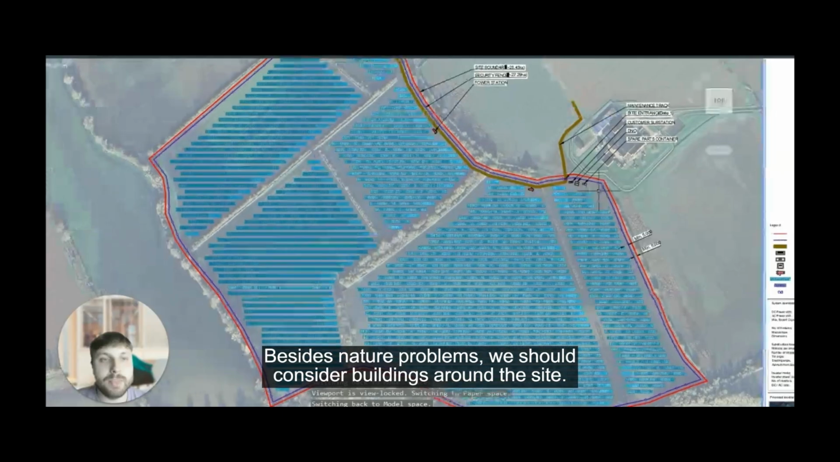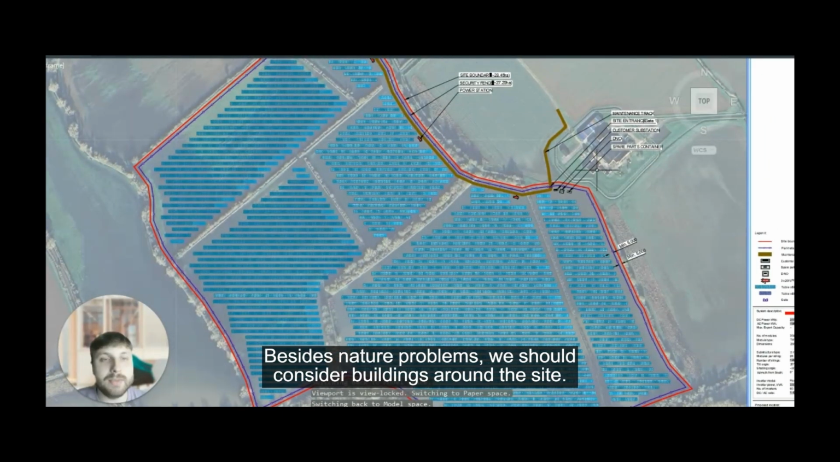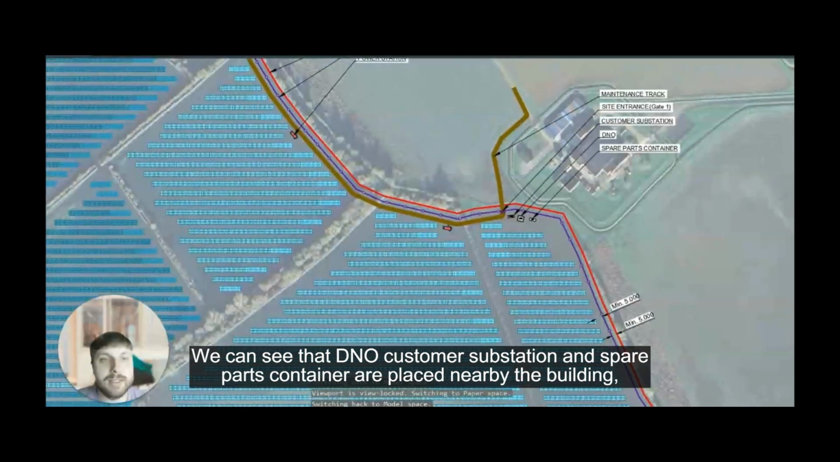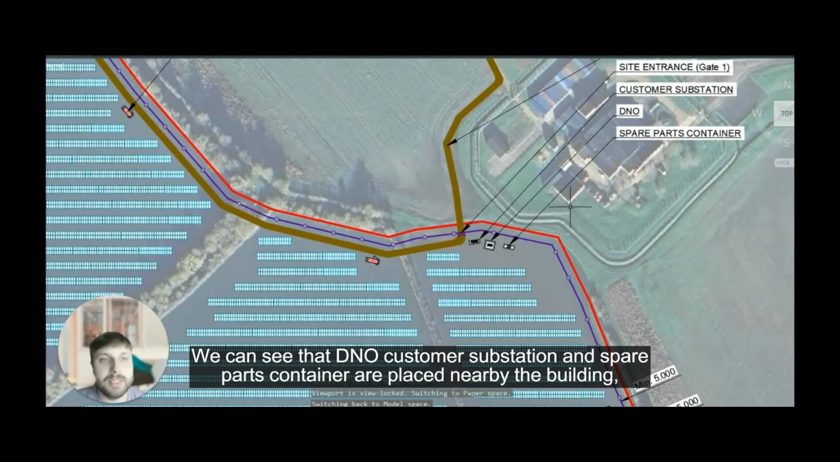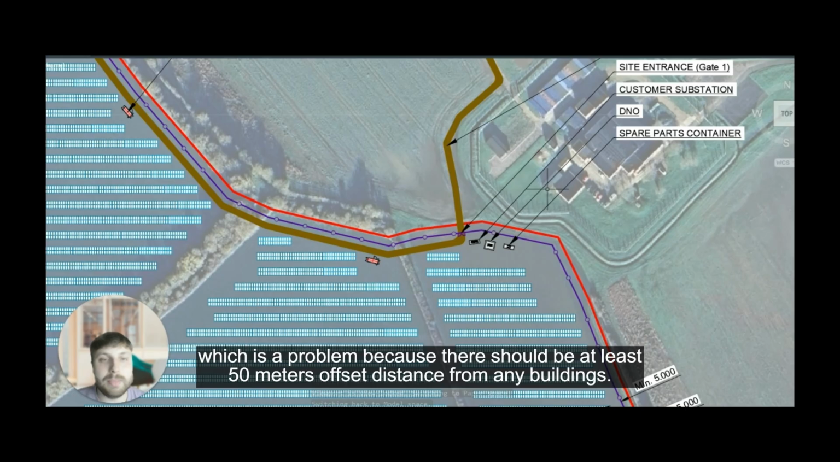Besides natural problems, we should consider buildings around the site. We can see that the customer substation and spare parts container are placed near the building, which is a problem because there should be at least a 50 meter offset distance from any buildings.